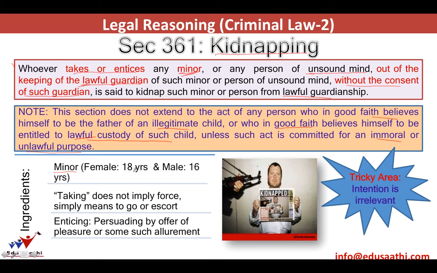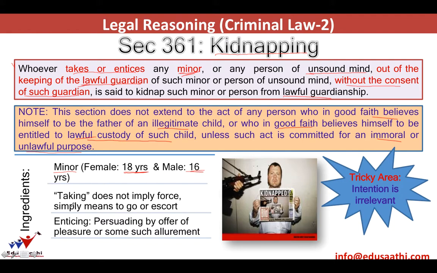The minority, if the definition does not provide, would be female under the age of 18 years and male under the age of 16 years. If the section provides that it would be considered 18 for both genders, in that case the principle given would be applied. However, if it's not given, it would be female under 18 years and male under 16 years.